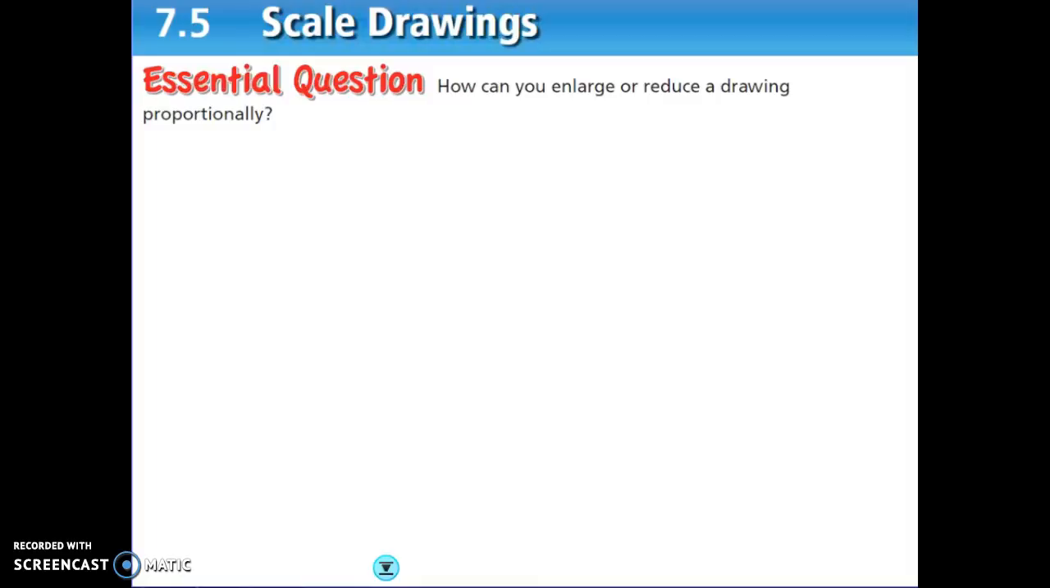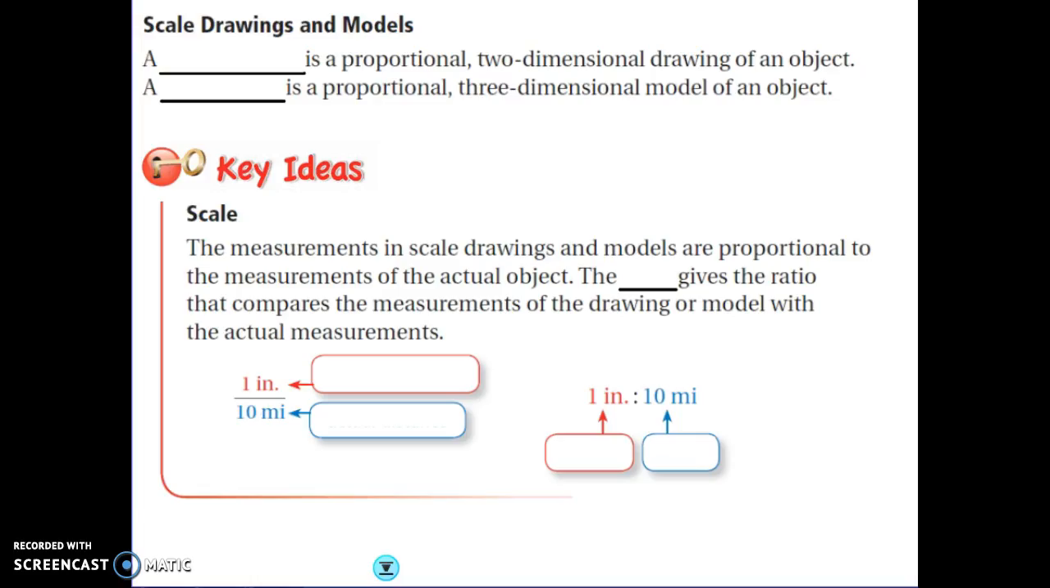Hello and welcome. Today we're going to be talking about section 7.5, which is on scale drawings of figures. Our essential question for the day is, how can you enlarge or reduce a drawing proportionally? In your notes, please go ahead and fill in the blank.